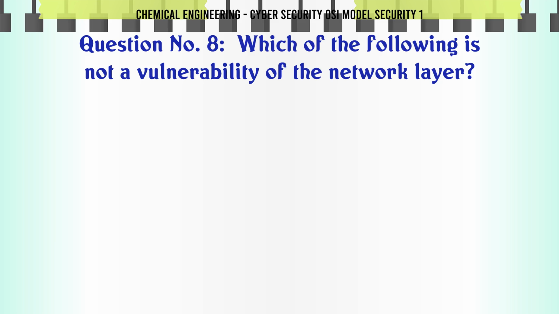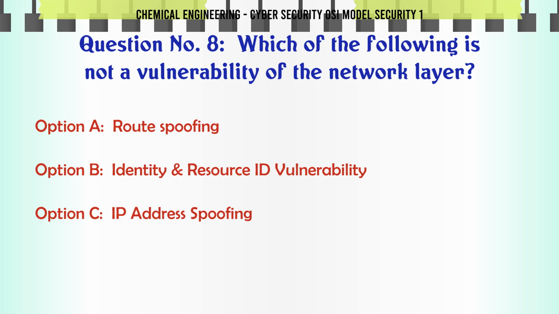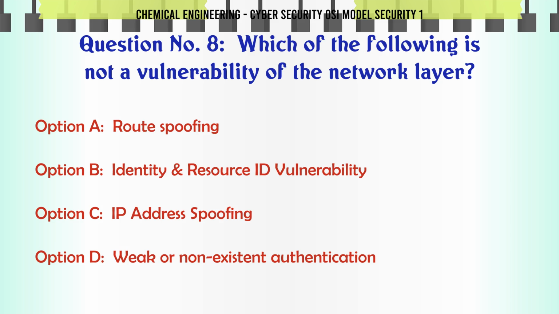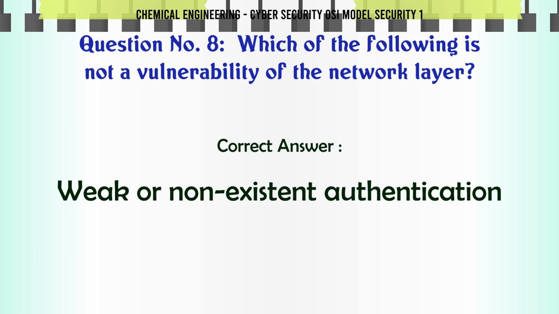Which of the following is not a vulnerability of the network layer? A. Route spoofing. B. Identity resource ID vulnerability. C. IP address spoofing. D. Weak or non-existent authentication. The correct answer is weak or non-existent authentication.